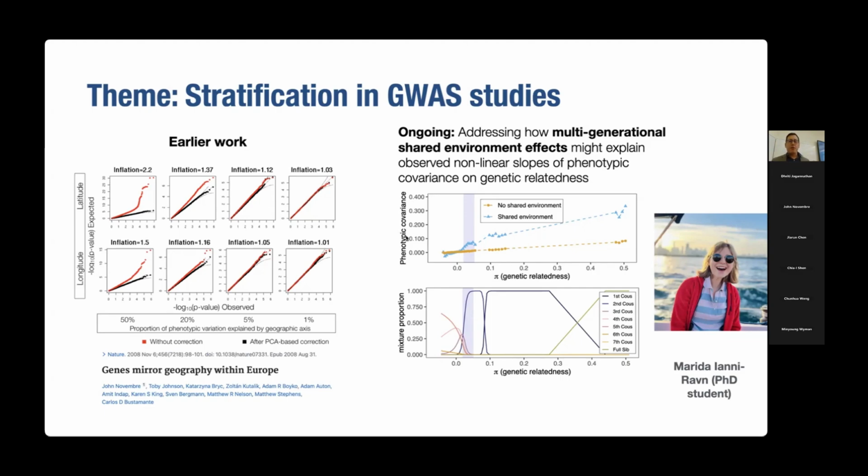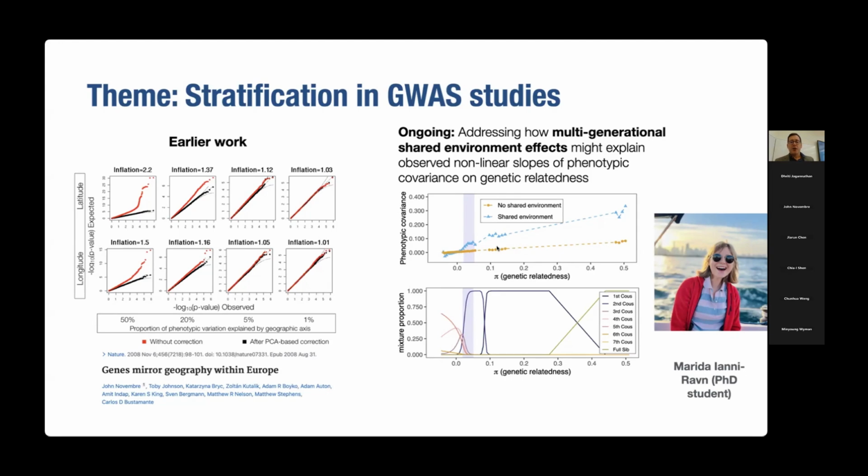Here, what we're looking at is how multi-generational shared environment effects, think about things that run in families over many generations, affect outcomes like this, phenotypic covariance versus genetic relatedness. These are the outcomes that are used to estimate heritability in Haseman-Elston estimates of heritability, where the slope of this line reflects how heritable a trait is. And in some large biobank scale studies of phenotypic covariance versus genetic relatedness, there's been the observation that the slope of this relationship is oftentimes nonlinear, with these kind of bumps that occur in the relationship.